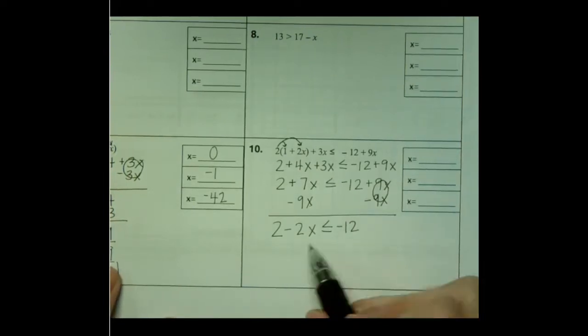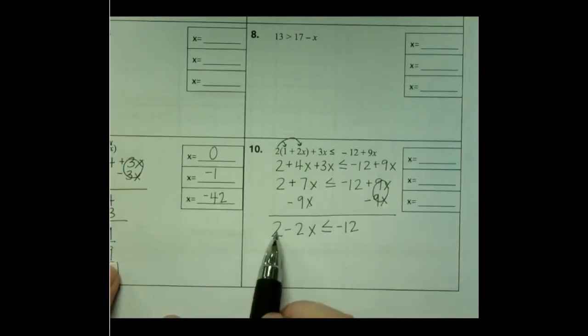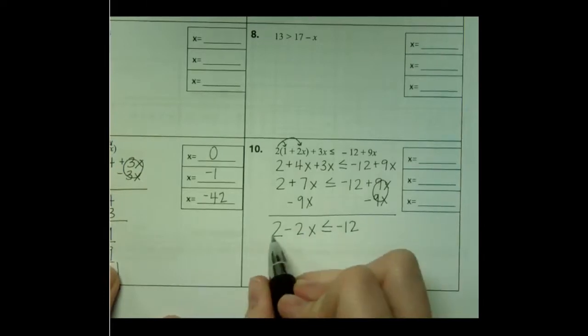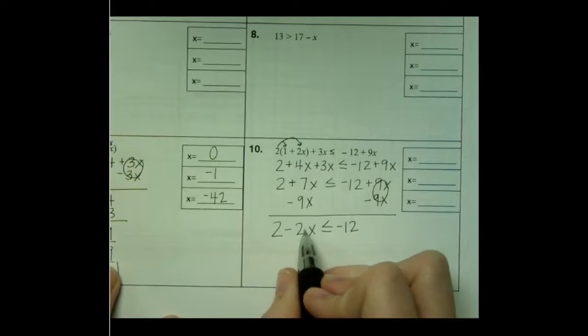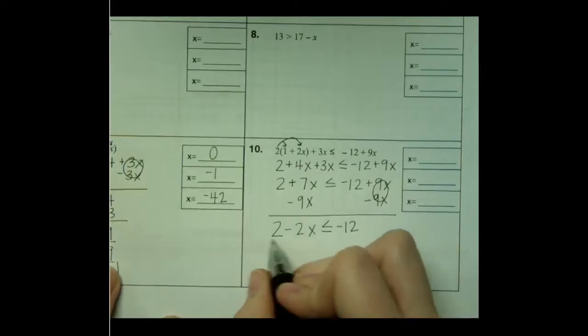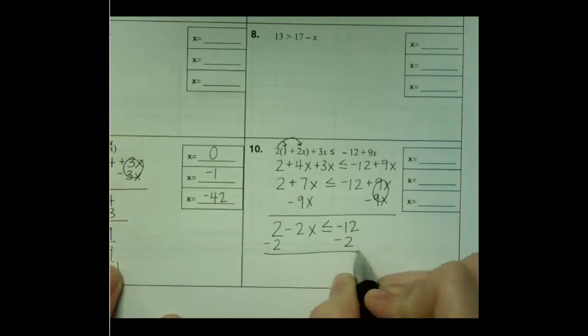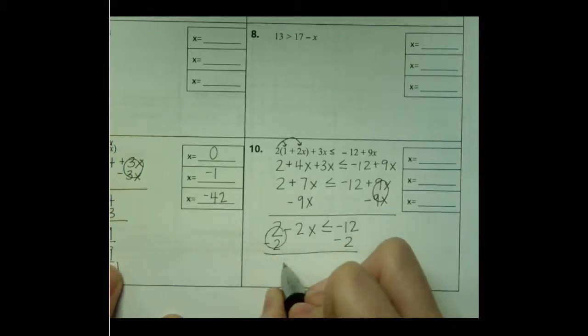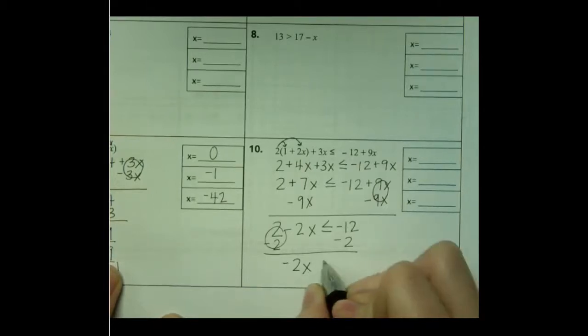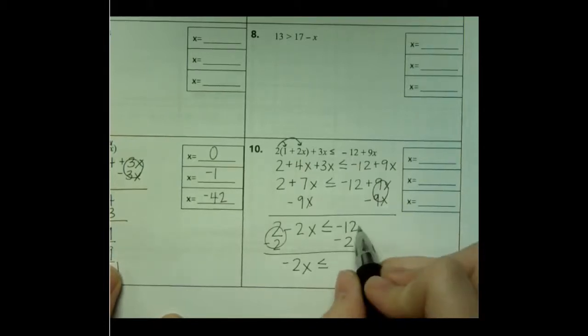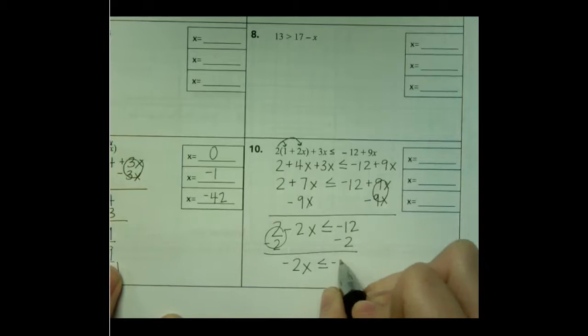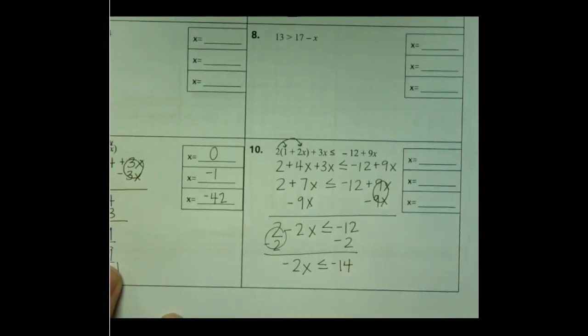Okay, now I'm solving for x. I've got to get rid of addition and subtraction first. This 2 over here is being added. Remember, the symbol that's in front goes with it. So this is a positive 2, this is a minus 2. To get rid of this positive 2, I'm going to subtract 2 on both sides. 2 minus 2 is 0. I've got negative 2x is less than or equal to negative 12 minus 2, negative 14.